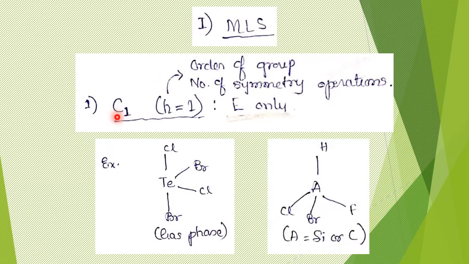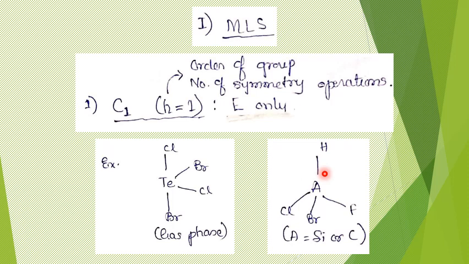One more example to cite, which is commonly cited for the C1 point group: a tetrahedral molecule with all four substituents different. Here A can be silicon or carbon; essentially it should be a tetrahedral molecule. See here, the substituents are chlorine, bromine, fluorine, and the last one is hydrogen. Now in this case also you should imagine things here.